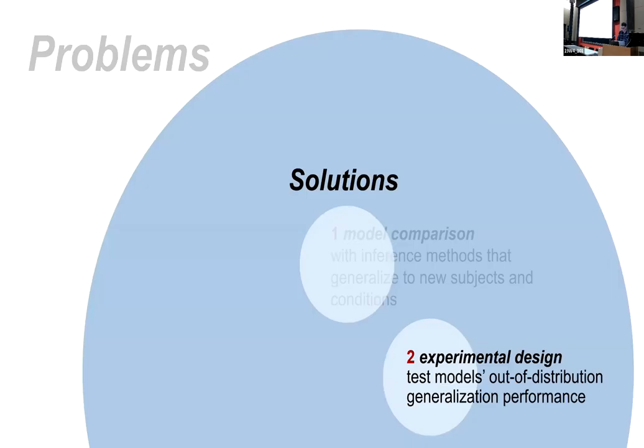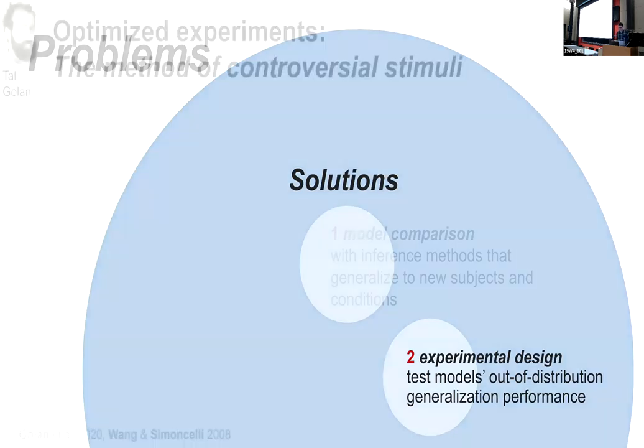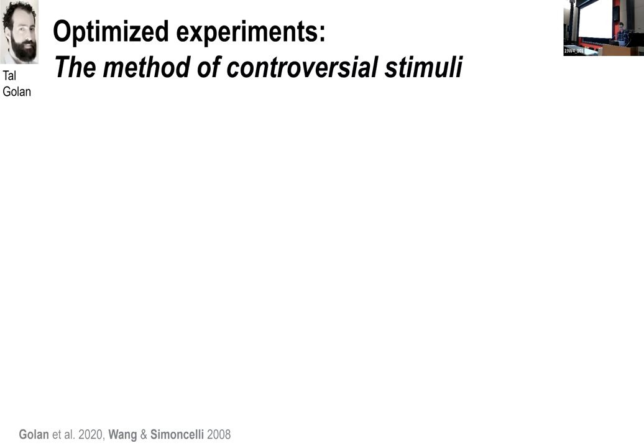The second methodological development that I want to briefly highlight concerns experimental design. So we're talking about optimized experiments, and we call this method the method of controversial stimuli.